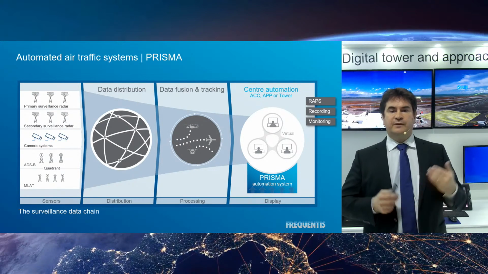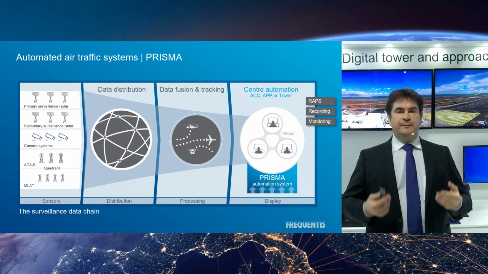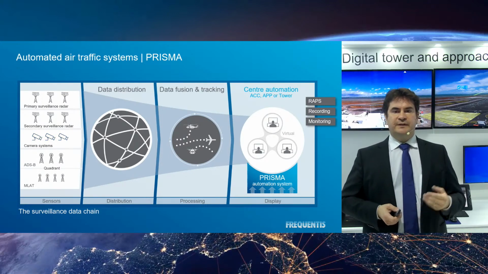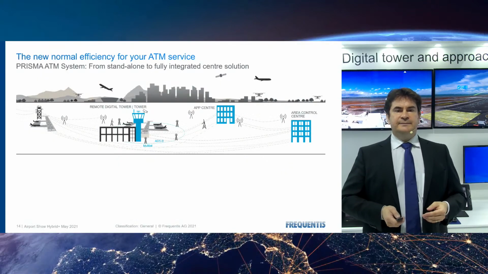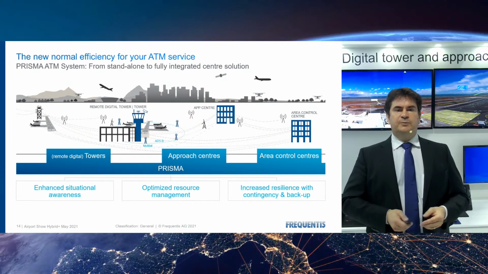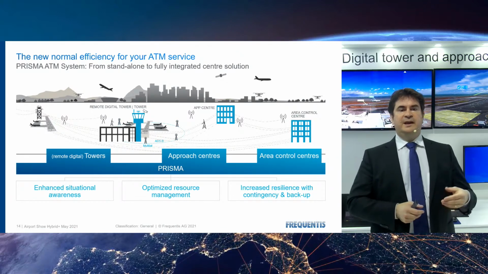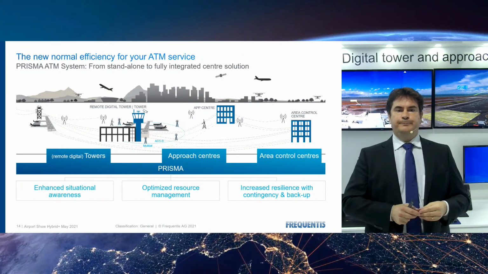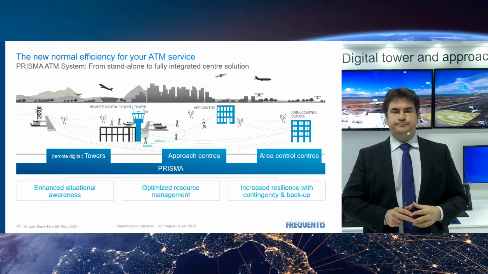The last step of the surveillance chain is the presentation of the information to the user. For this, we have, for example, our PRISMA system. And this PRISMA system could be used from a small scale, like in towers, where we have situational awareness only, where we extend the view, what the controller sees, to an outer area.